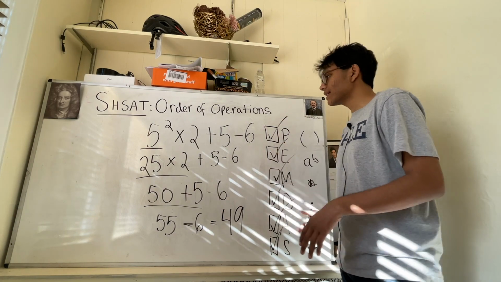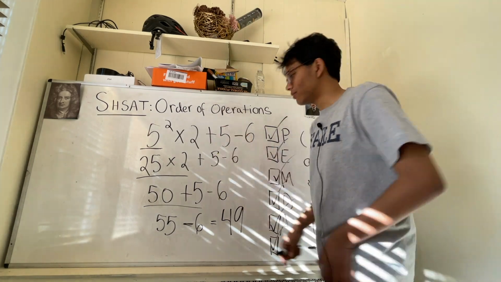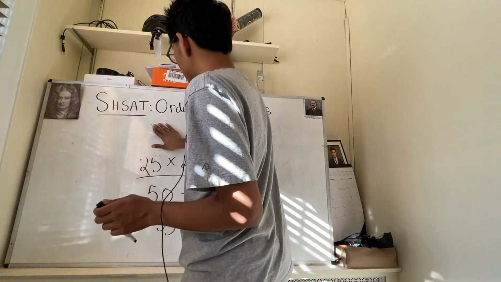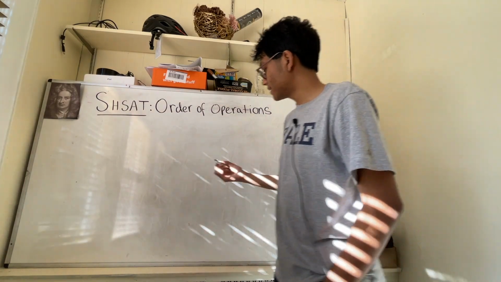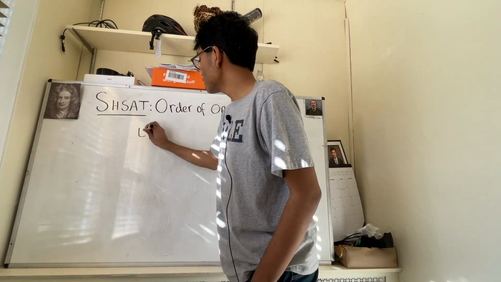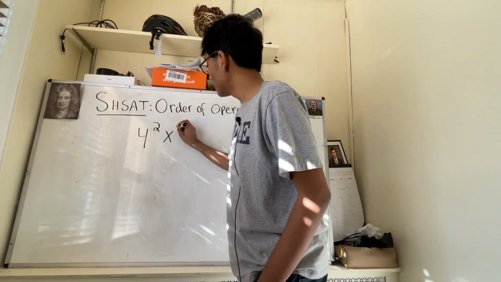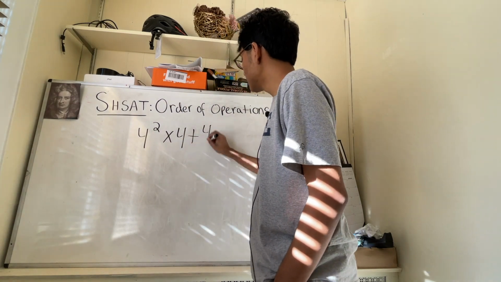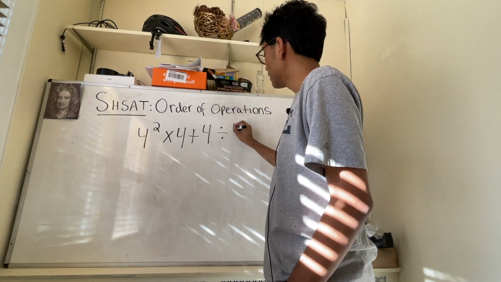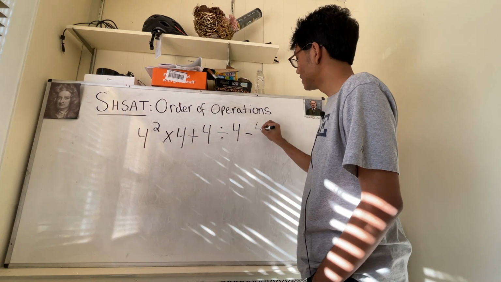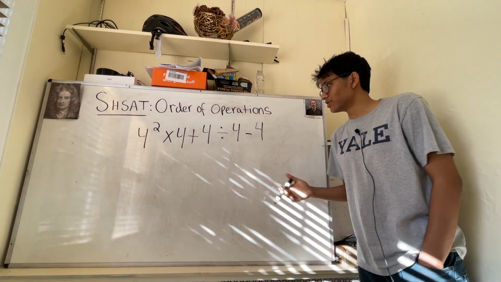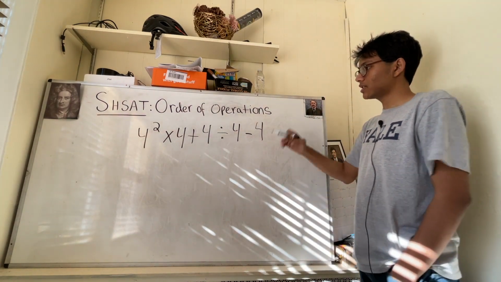And because I like this so much, let's do one more example. Okay, all right, folks, let's do one last example. Let's say I have 4 squared times 4 plus 4 divided by 4 minus 4. So now it looks like I'm just trying to torture you, which I guess I am, but let's go ahead and try to solve this.